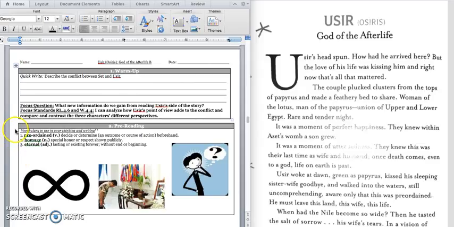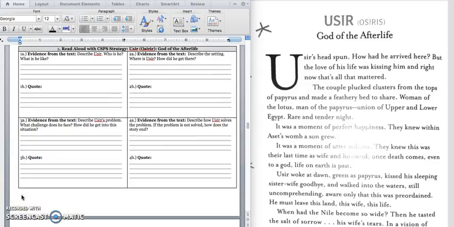Our vocabulary words are preordained, which means to determine something beforehand. So if something's preordained, that means you've thought about it beforehand. Homage, that's when you pay respect to someone. And eternal, that means lasting forever without beginning or end. This is the sign of infinity or forever.